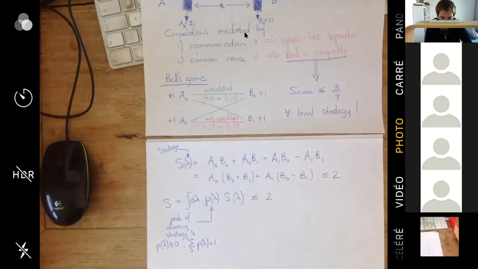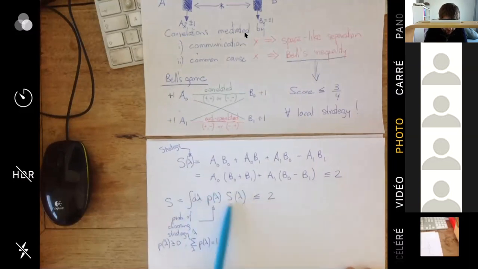Okay, so let me just justify this. Well, this is justified because I have a function here that is never bigger than 2. So if I average it, then the average cannot be higher than 2. So it's pretty trivial. All right, so maybe let me make one more statement here, and then we do possibly a small break.